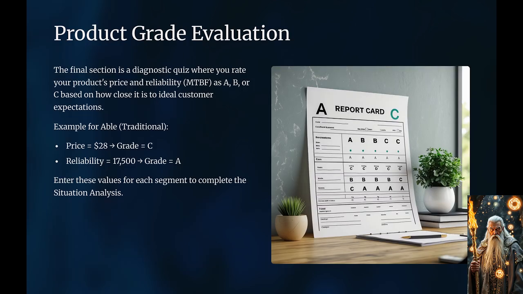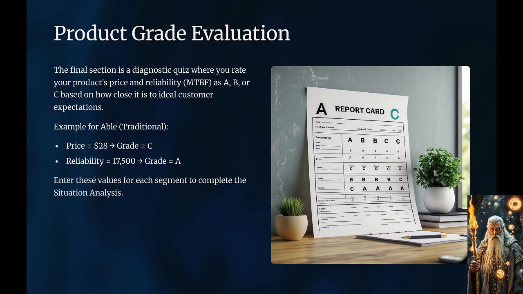Part 7. Product grade evaluation. The final section is a diagnostic quiz. You're asked to rate your product's price and reliability, MTBF, as A, B, or C based on how close it is to ideal customer expectations. Let's do one together. For Able, traditional price equals $28, grade equals C, reliability equals 17,500, grade equals A. Enter these values, and CapSim will autofill the rest if done correctly. Repeat this for the remaining segments and complete the situation analysis.